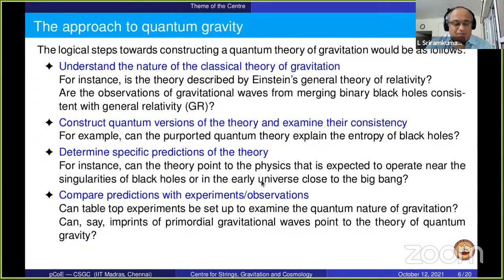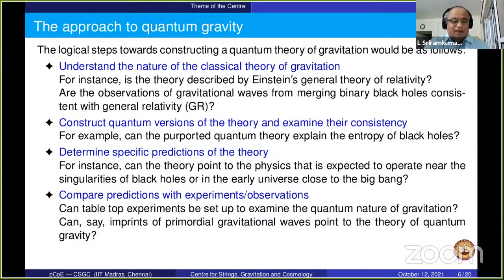Of course, we need to compare the predictions of these theories with experiments and observations. Gravity is the strongest either close to black holes or on large scales such as the universe itself. Therefore, it is often difficult to construct situations where gravity is the strongest to test the quantum theory of gravity. But nevertheless, people are examining whether you can construct tabletop experiments where the quantum nature of gravitation will manifest itself.